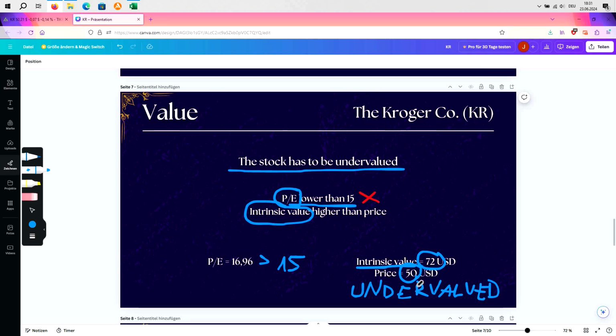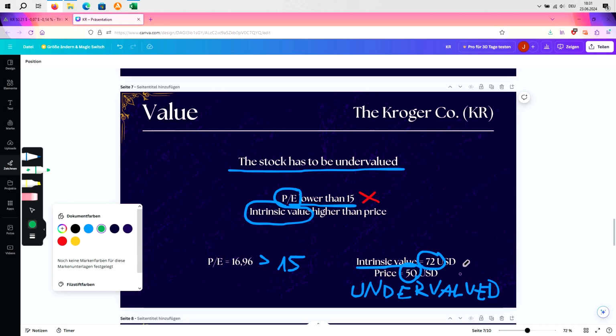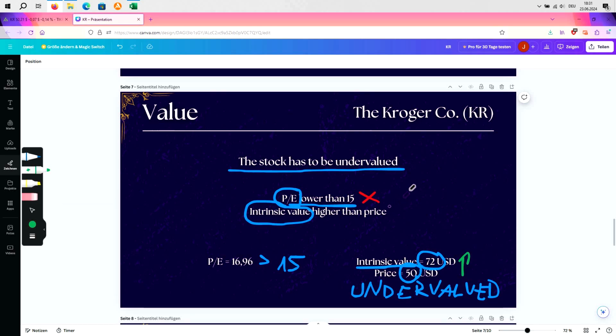Okay, my drawing here is very bad, bro. I'm drawing with the mouse, so sorry for that. But you get the general idea, okay? So the fair price is actually higher than the current price, so that's a good thing, okay? You also have here the instruction: intrinsic value should be higher than the price. Now just compare the numbers, use your brain, and you get the answer, okay?